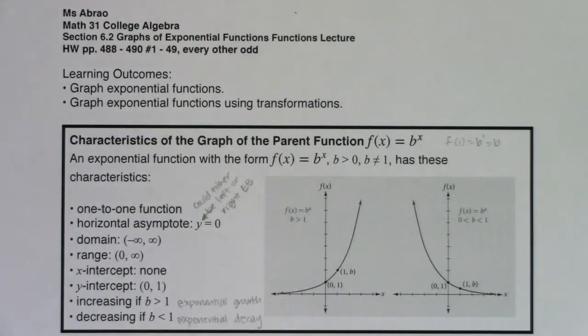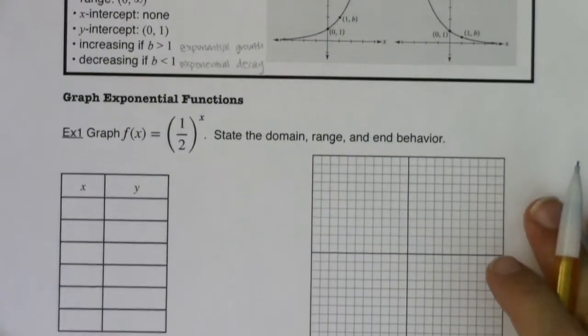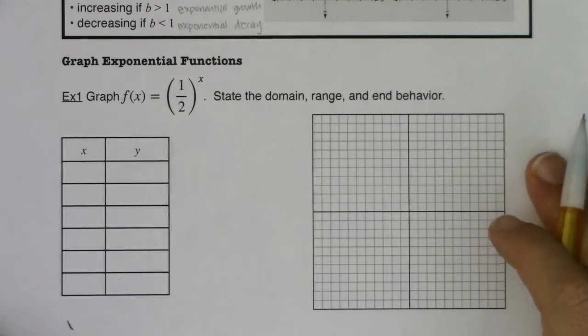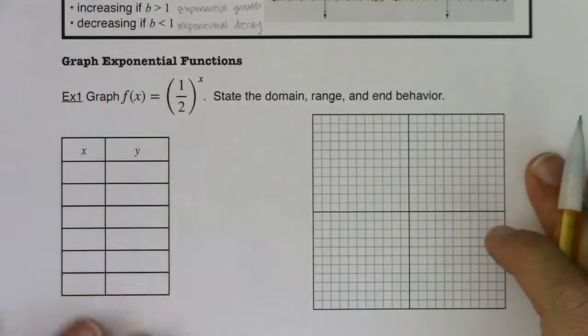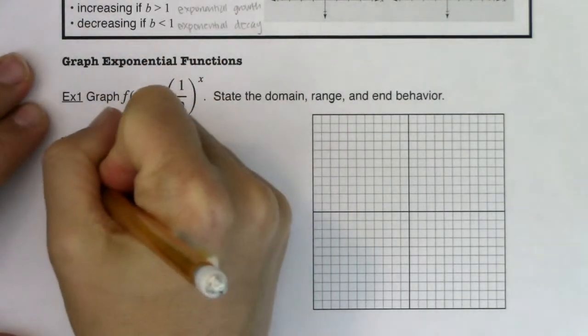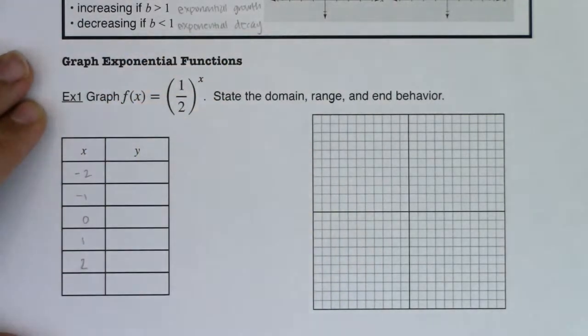So let's go ahead and start to graph one of these. I'm going to scooch this up. All right, let's see if we can get that graph in view. There it is. With that, I'm going to just do my basic approach: I don't know what this looks like, so let me pick some x values and see what the y values are equal to. I'm going to start with my favorite 5: negative 2, negative 1, 0, 1, and 2. And let's see what we're getting from our y values.